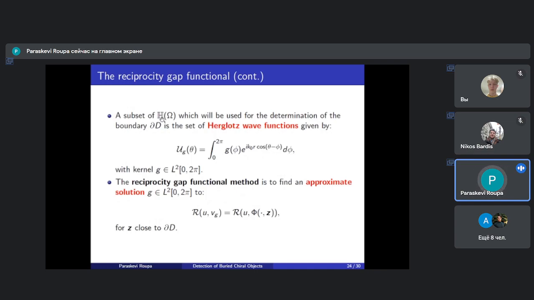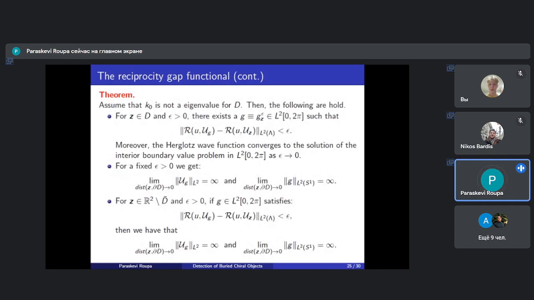A subset of H omega, which will be used for the determination of the boundary of our buried obstacle D, is the set of Herglotz wave functions, which are given by this integral. These functions are solutions of the Helmholtz equation. The kernel of these Herglotz wave functions is denoted by g and is a function in L2 of 0 to 2π. The reciprocity gap functional method is to find an approximate solution g to this functional for z, which is close to the boundary.